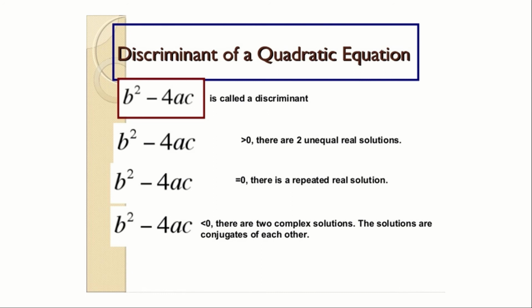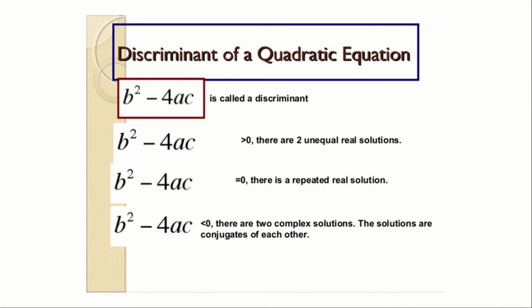So b square minus 4ac, if this is greater than 0, then we will get two unequal real solutions. If b square minus 4ac is equal to 0, then there will be repeated real solutions. And if b square minus 4ac is less than 0, there are two complex solutions.